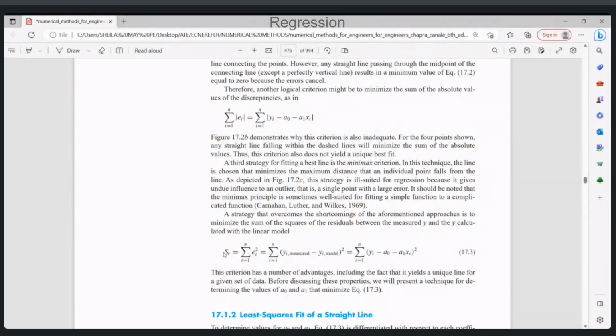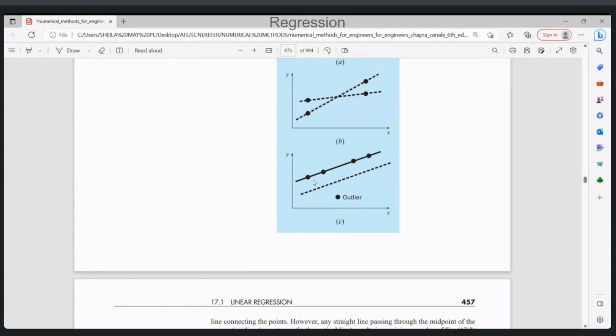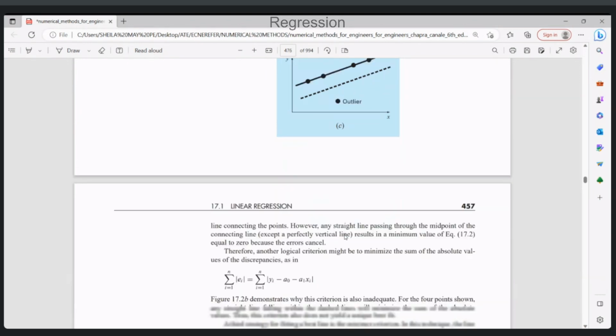The minimax criterion here, this is letter C. This is the result of our minimax criterion. It fits a straight line to our data points, but looking here, our outlier or residual is very far from those points.